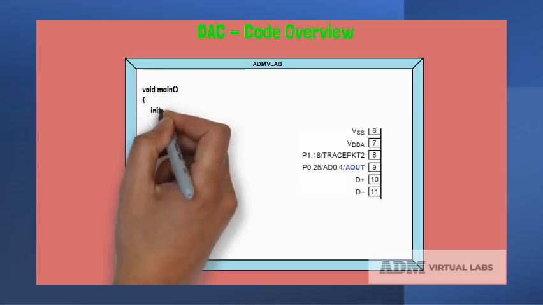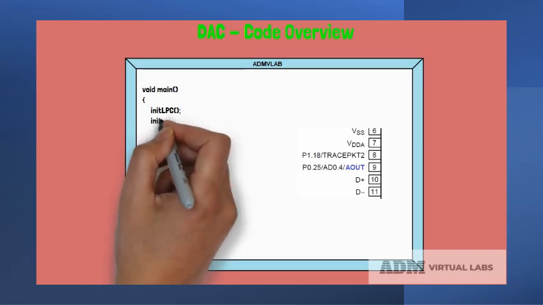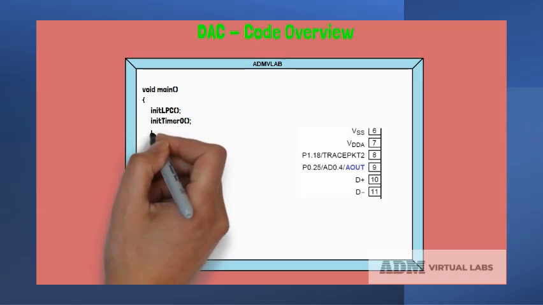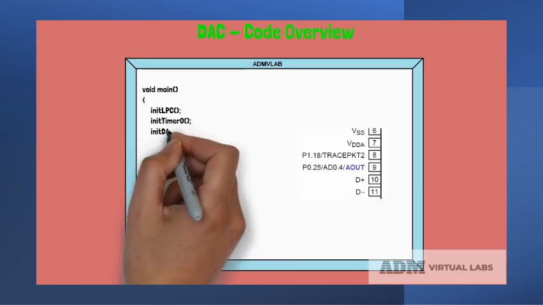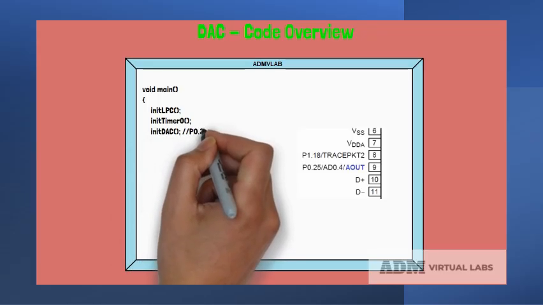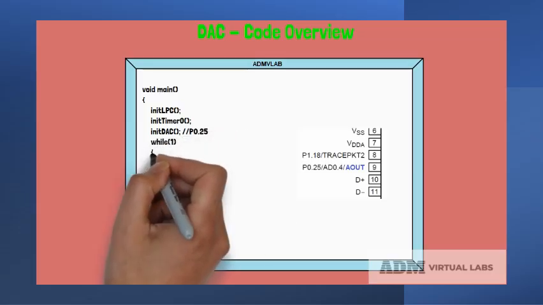All C programs start from main. In our first function call, we initialize general purpose port pins. We configure the first 16 pins of port 0 as output. In the second function call, we initialize timer 0 and generate a timer interrupt every 1 millisecond.